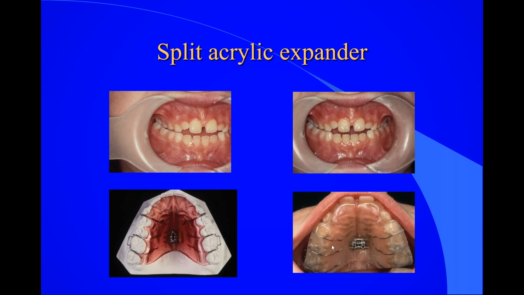Here we also see a split acrylic expander, which we use during the mixed dentition stage, as you see, and sometimes we put an occlusal bite plane on the acrylic split because it can provide more bodily movement of posterior teeth.